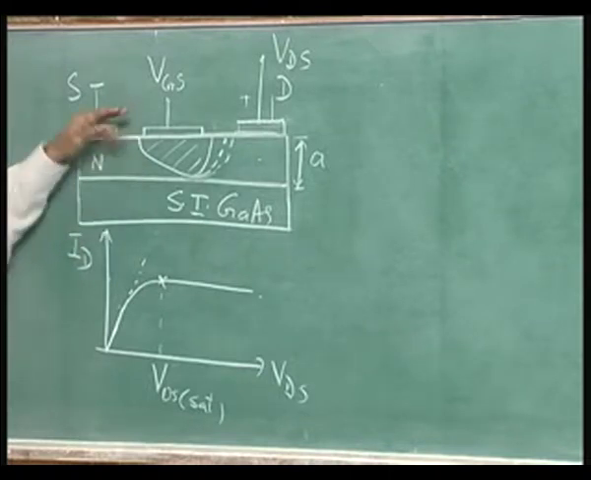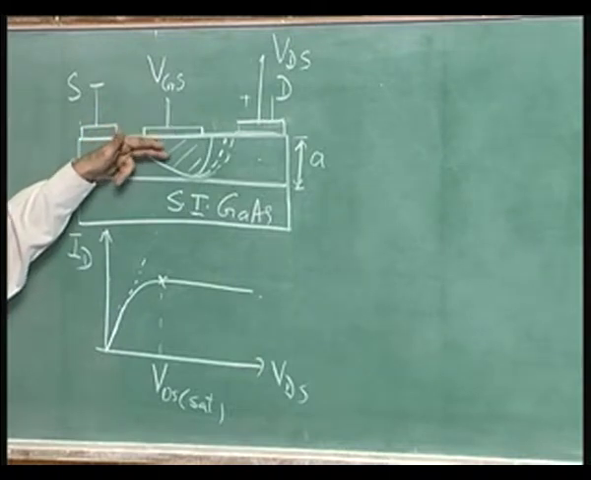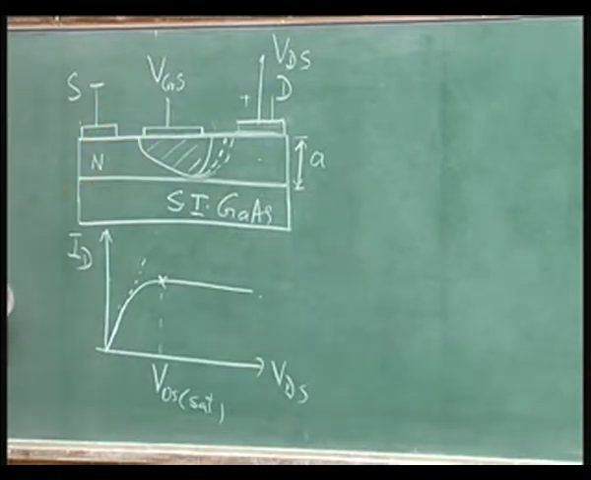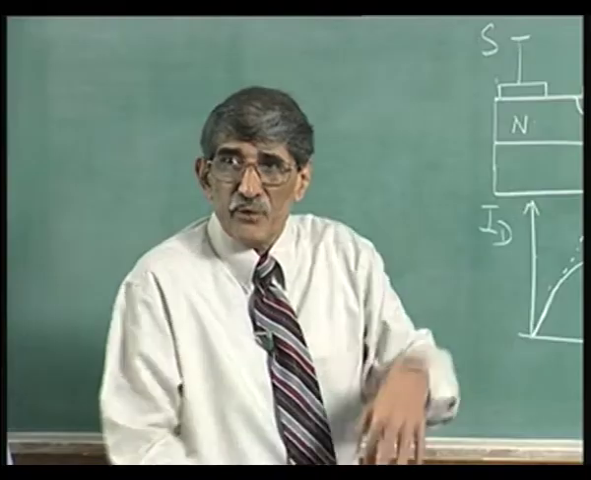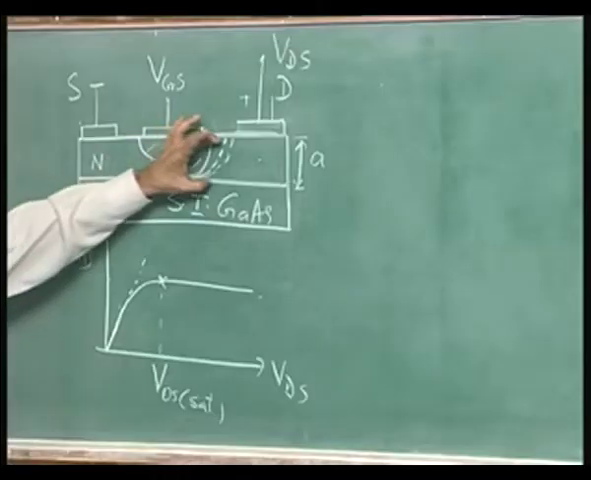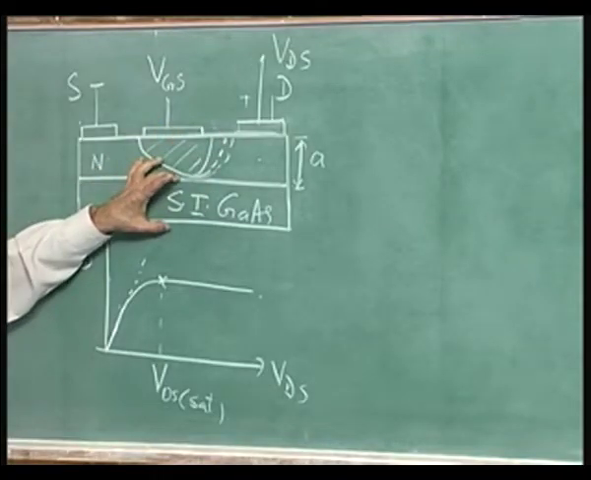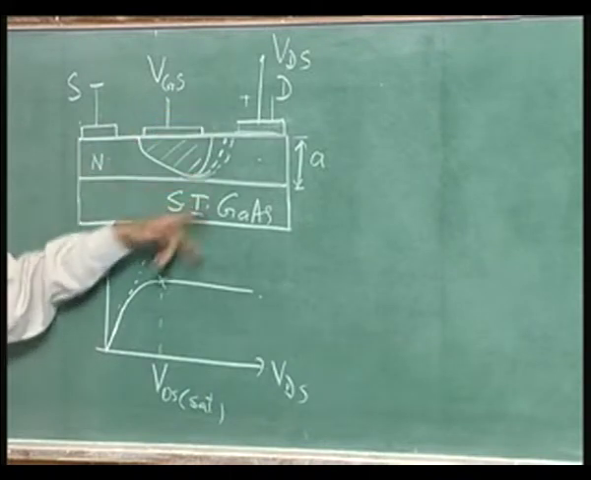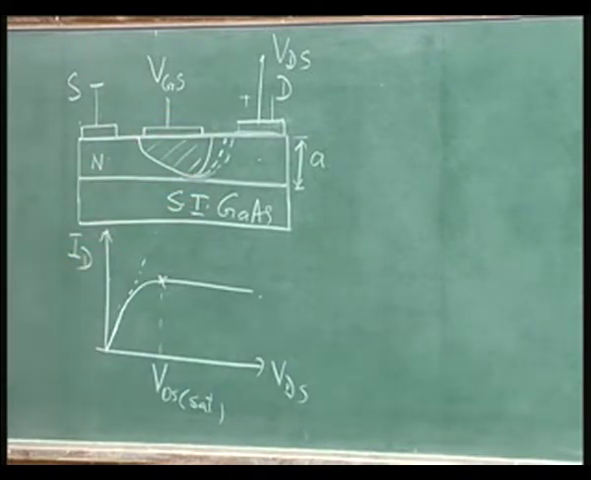You can have a P plus diode on the top, a P plus N junction on top, and you can have one from the bottom also. Then you can have a depletion layer coming from both ends. So, instead of talking of A here, you may have 2A there, or you can talk of A by 2 and total thing as A, both the same thing.